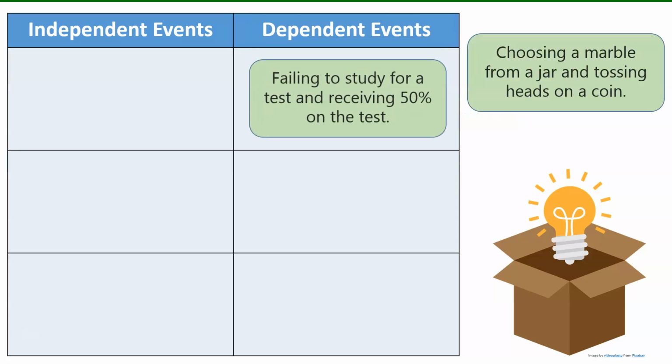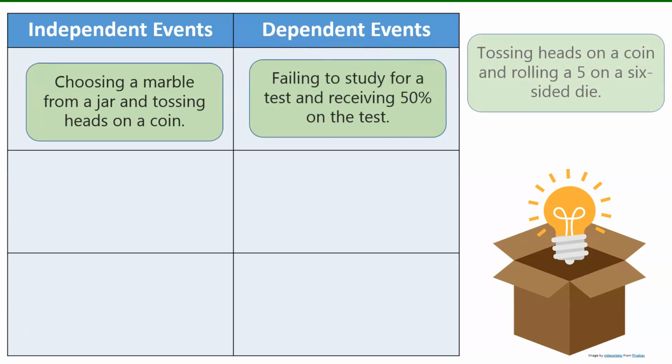Choosing a marble from a jar and tossing heads on a coin. Well, whatever color marble I choose from a jar is not going to impact whether I toss heads or tails on a coin, so that would be independent events. Tossing heads on a coin and rolling a 5 on a 6-sided die. Again, whatever I toss on a coin has no impact on what I roll on a die, so those would be independent events.